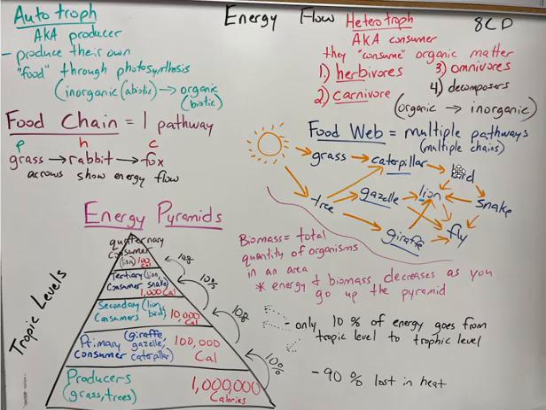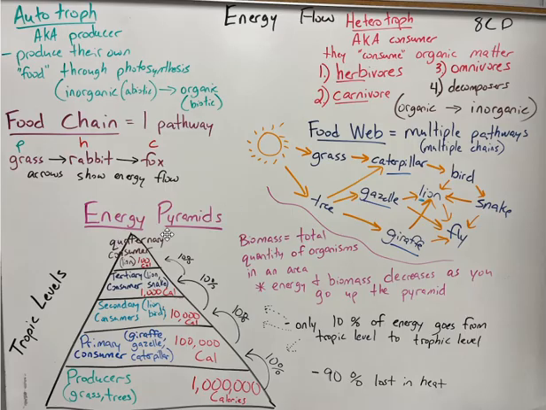And then the next one would be the second consumer, or the secondary consumer. And so it goes on and on. But this realistically is not a very detailed food web. It gets way more complex because, like I said, each of these things may have dozens of things that they eat, or dozens of things that eat them.